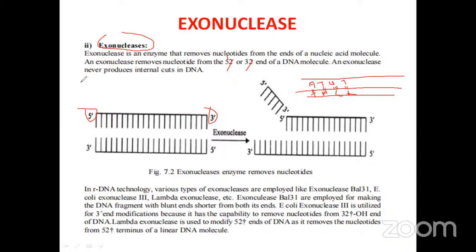of the DNA molecule. An exonuclease never produces internal cuts in DNA. Restriction endonuclease enzyme cuts internally, but the exonuclease never cuts the strand, it just removes the nucleotides. As a result, the two DNA strands are made free. In rDNA technology, various types of exonuclease enzymes are employed, like exonuclease Bal 31, exonuclease 3, lambda exonuclease, and so on. So this is the exonuclease activity.